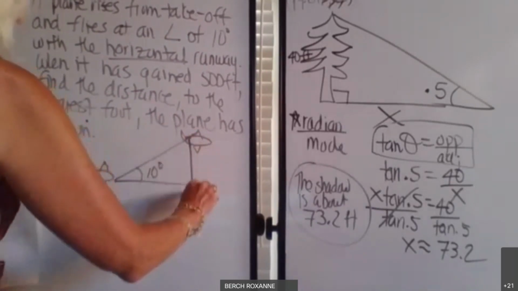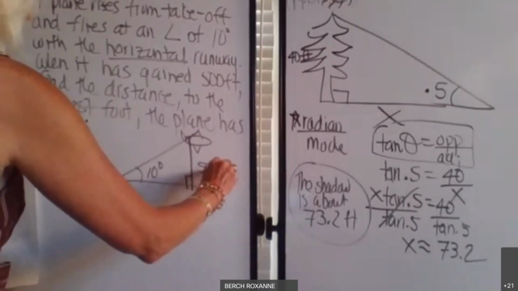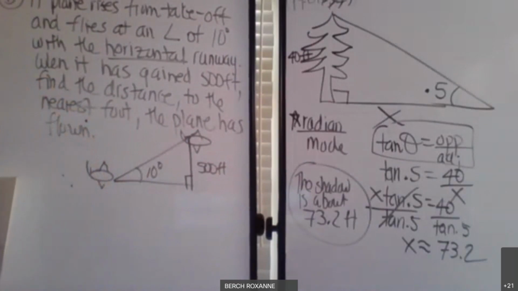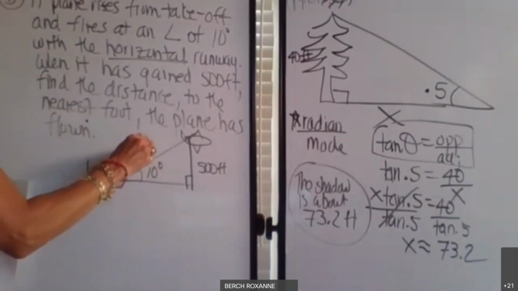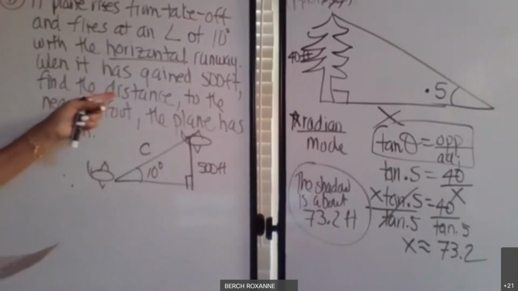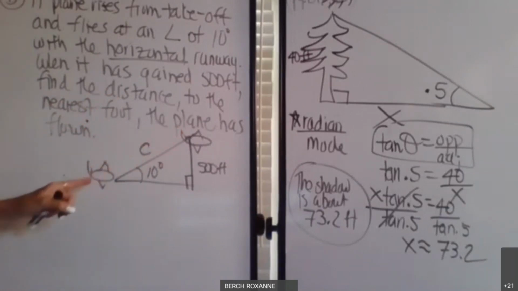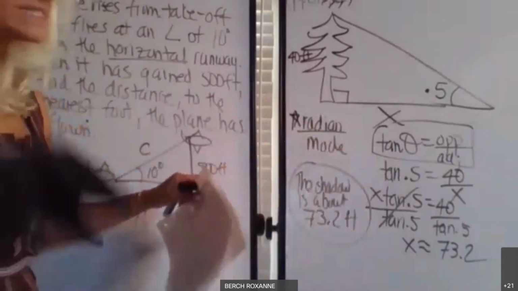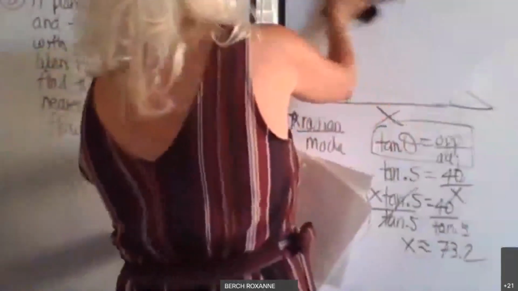And they want to know when it's gained 500 feet. Find the distance to the nearest foot the plane has flown. So this is the distance the plane has flown now. So we want to know the hypotenuse now. So we're going to need a different trig function. Tangent, opposite over adjacent isn't going to help. It's going to have to be one of the other ones.